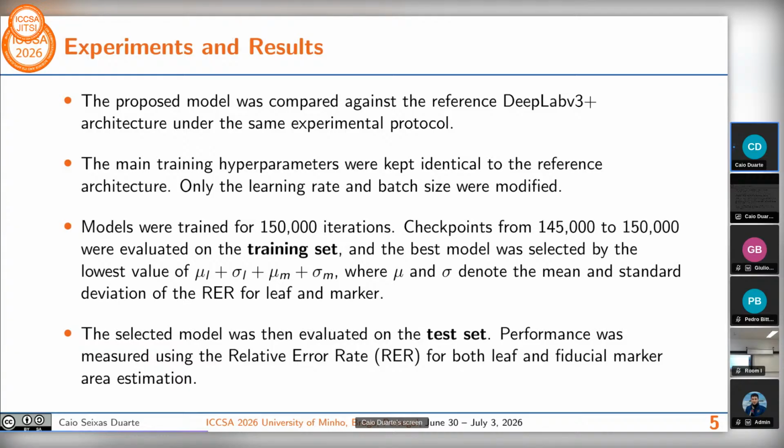Then, on the training set, we evaluated the checkpoints generated and saved every 100 steps between 145,000 and 150,000 steps, and automatically selected the best model based on the sum of the mean and the standard deviation of the relative error for both leaf and marker, considering the lowest value of this sum. Finally, the selected model was evaluated on the test set using the semi-relative error rate metric.